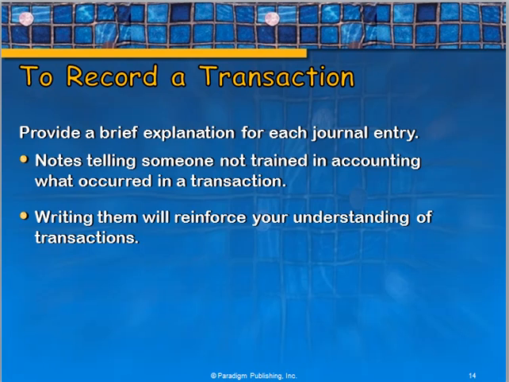We also have to provide a brief explanation for each journal entry, such as paid monthly rent or something along those lines. Now, these are just notes telling someone not trained in accounting what occurred in a transaction, or we may be, if we get audited, telling the IRS what happened in the transaction.